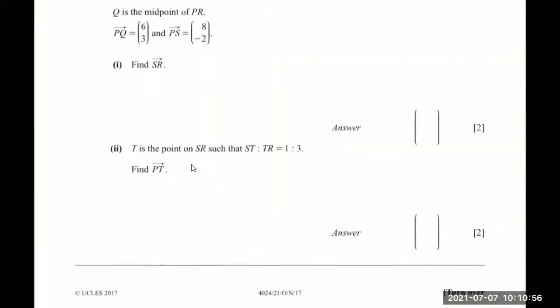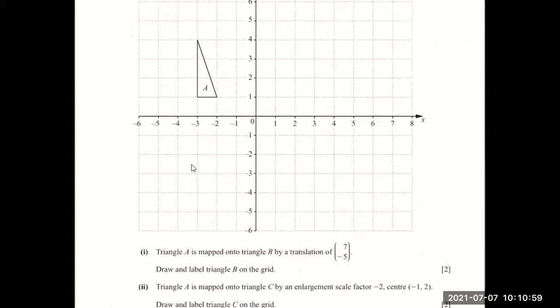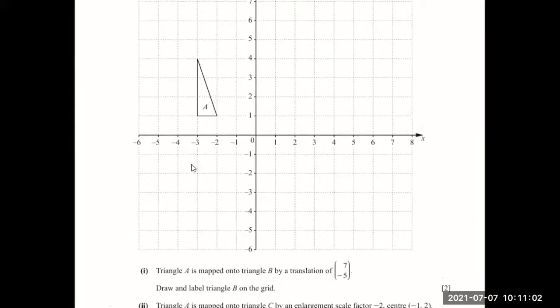Let's see some questions that I have here for translation. The first one is this. It says triangle A is mapped onto triangle B by a translation of this. So it's 7 units in the positive X direction and 5 in the negative Y direction. Draw and label triangle B. So what I'm going to do is I'm going to start from this point and I'm going to start counting. 1, 2, 3, 4. I'm counting the number of boxes, not the number of dots that I'm making. I'm counting the number of boxes that I'm traveling. 1, 2, 3, 4, 5, 6, 7. 1, 2, 3, 4, and 5. So that's the point that I have.